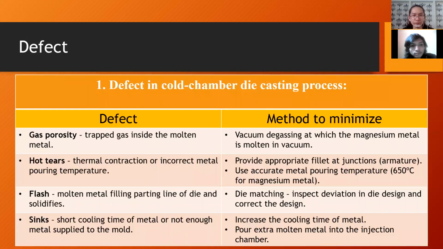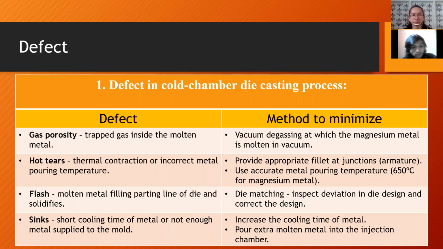So there are many defects that normally occur in the cold chamber die casting process. One of them is gas porosity, which is caused by trapped gas inside the molten metal. The method to minimize this defect is vacuum degassing, in which the magnesium metal is melted in a vacuum.